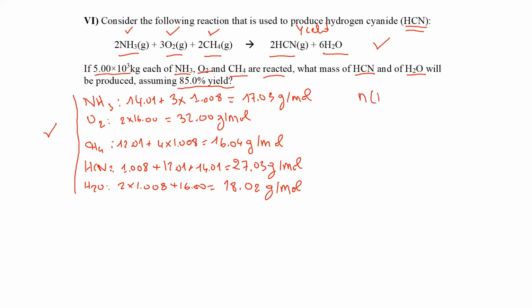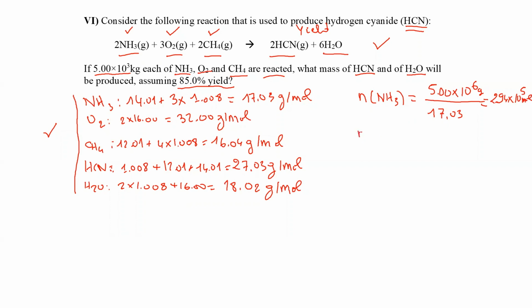So n for ammonia. Mass of ammonia, here we have 5.00. It's in kilograms, so we convert it to grams. So 10 to the power 6 grams, okay? Divided by the molar mass, 17.03. And this is equal to 2.94 times 10 to the power 5 mole.